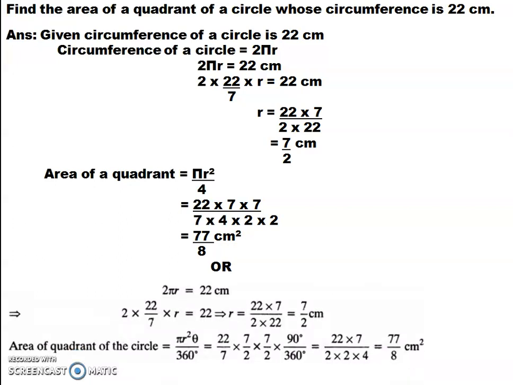So you can use the area of quadrant formula as pi r square theta by 360. Here theta is 90 degree. That you should know. Okay. Now if you use any of these two equations, you will get the same answer. Here I used pi r square by 4 and I got 77 by 8. Here also I got 77 by 8. Study any one method and apply that in your question.